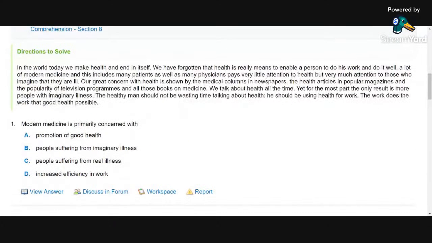See, this is how we waste our time if we don't read the passage correctly. That is why we need to know the passage. When we read it, we have to be sure of what is given. Correct? So, where is it given? What was the question? Talking about the health all the time. You see the fourth line: we talk about health all the time, yet for the most part, the only result is more people with imaginary illness, correct?